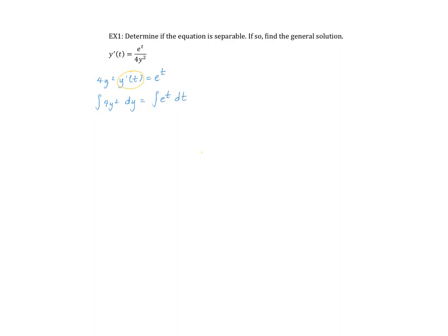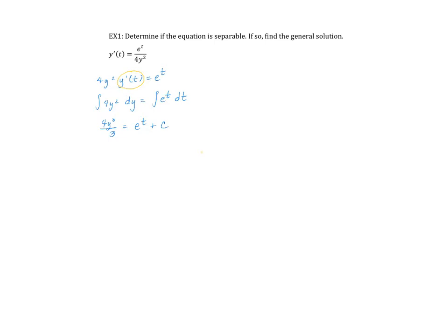So 4y cubed over 3 is equal to e to the t. Normally we put a constant when we integrate. Now I don't want to put constants on both sides. The goal is to get y equal to something. So I'm just going to throw my constant on one side.